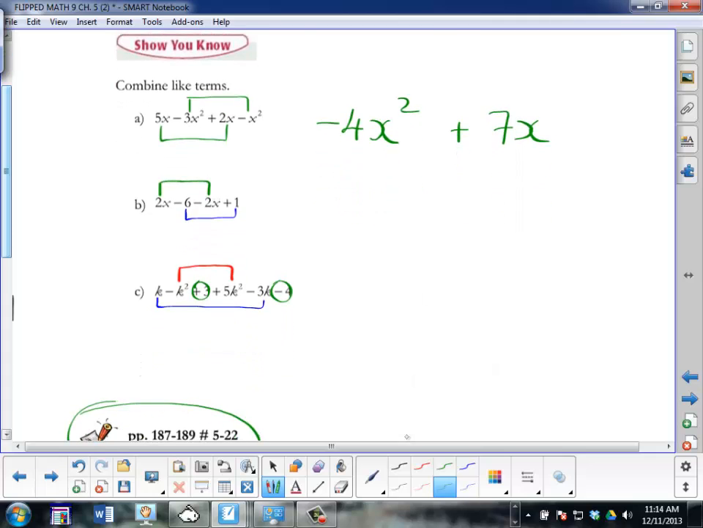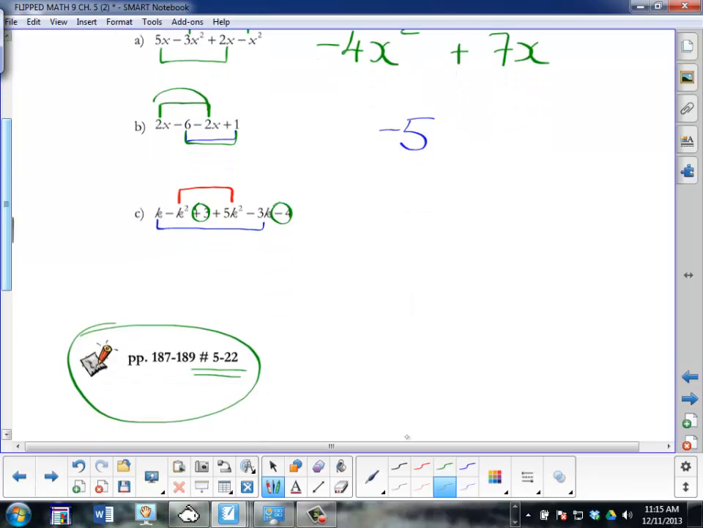We've got the 2x and the minus 2x are similar terms there, and the minus 6 and the plus 1 are both similar terms. So 2x and minus 2x is no x's, 0x. Minus 6 plus 1 should have given us minus 5. And then lastly, what do we notice? We have the minus k squared and the 5k squared are the same. 5 minus 1 is 4.